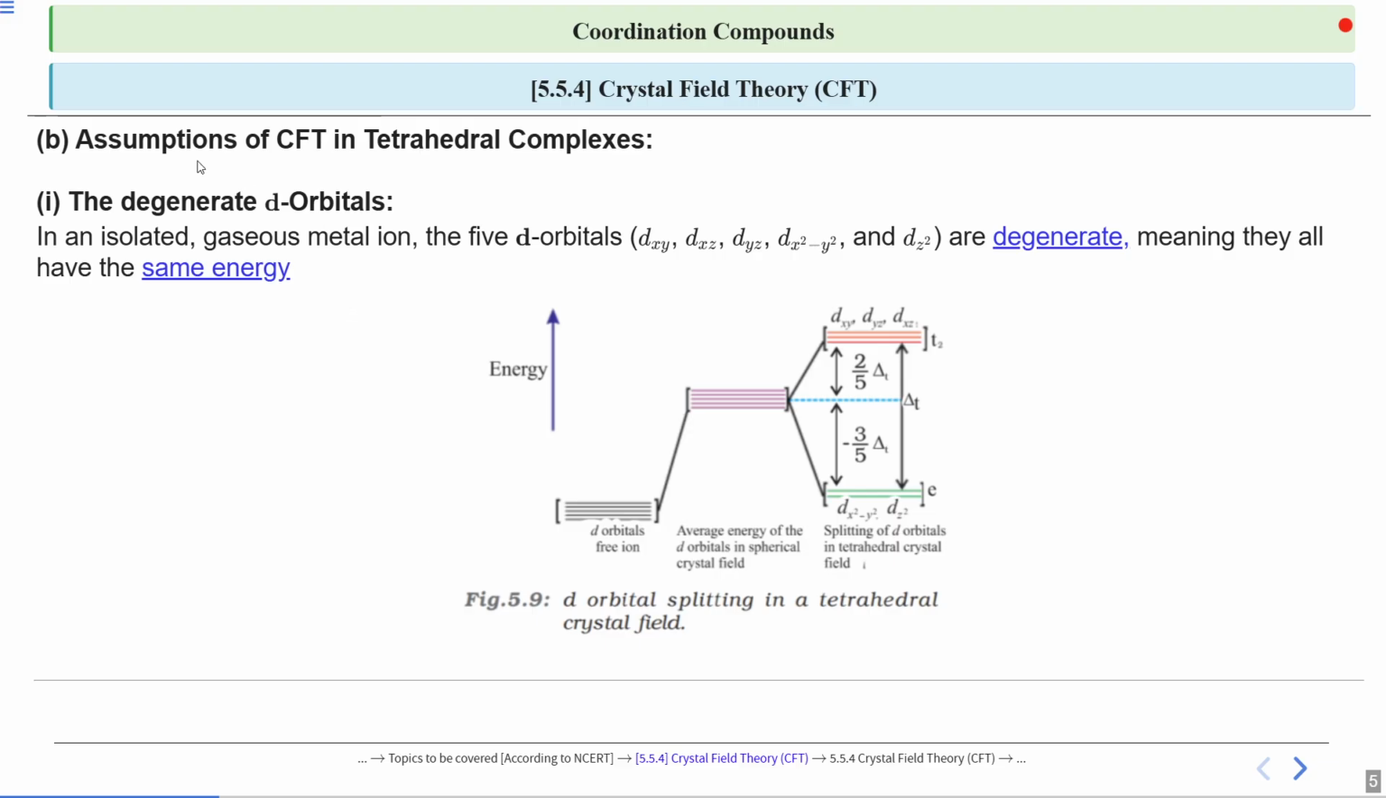Until now, we are considering our first assumption, the degenerate d orbitals: in the gaseous metal ion we have 5 d orbitals, named like this, and they are degenerate. That means all these 5 d orbitals have equal, the same energy.